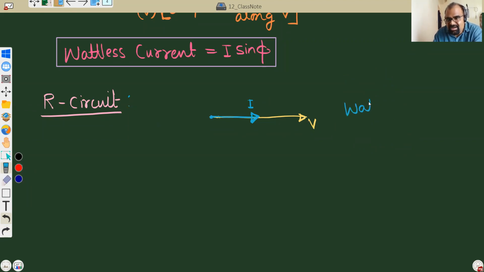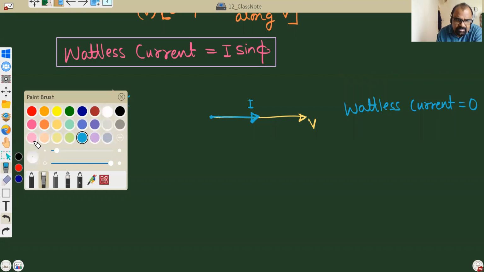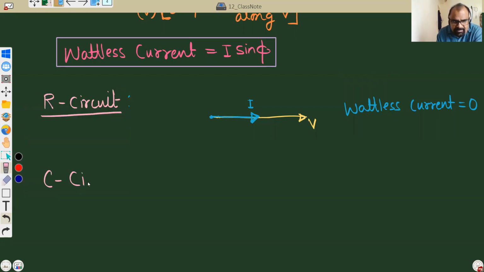So here the wattless current is zero. Now, what was it for the purely capacitive circuit?